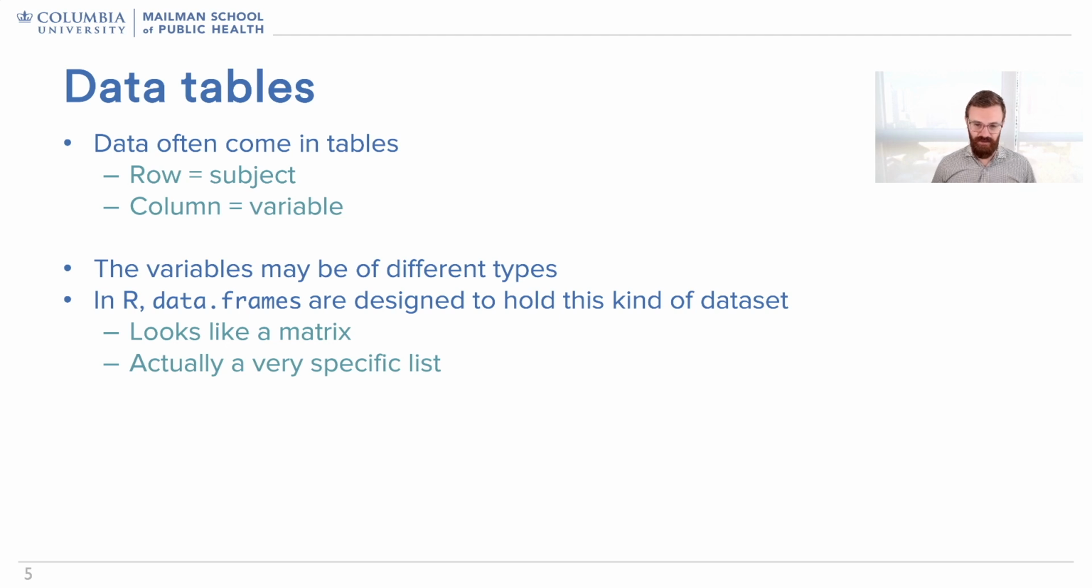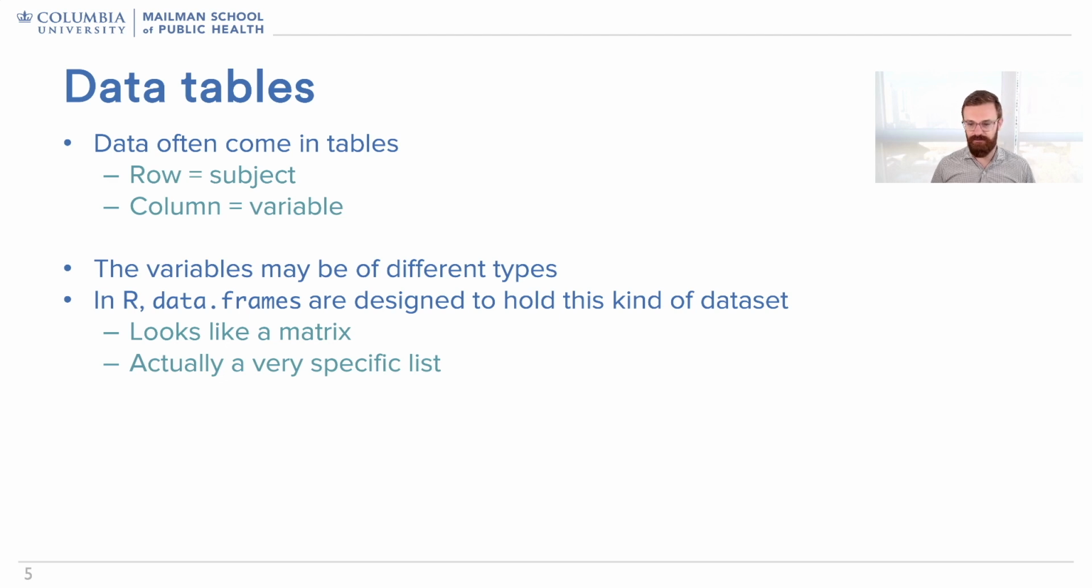This looks sort of like a matrix, especially if everything is numeric, but it is in fact a very specific kind of list. And I'm saying these words not because I necessarily expect that they mean an awful lot to you right now, but understanding that R is sort of organizing data in the background in a particular way will be helpful to you later on.